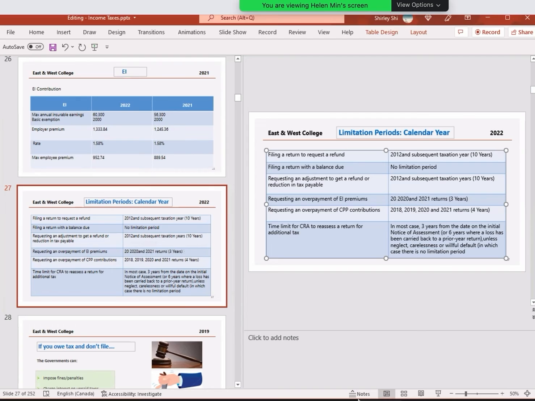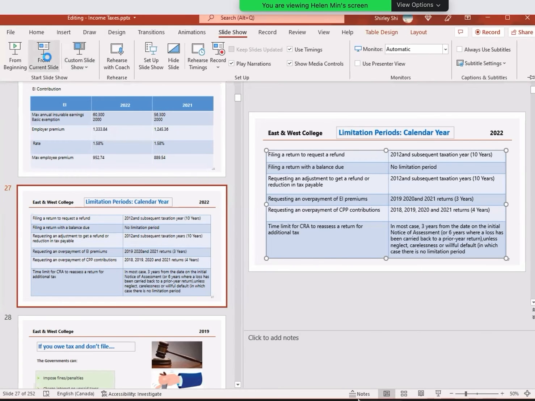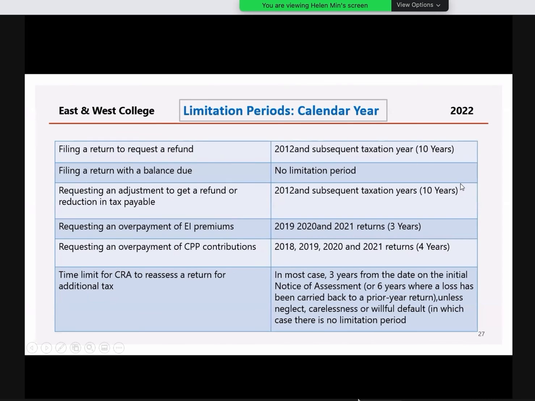This one is good. Request for payment, 4 years. Okay, now it's good. So I updated here. This one is, your request for a refund is 10 years.